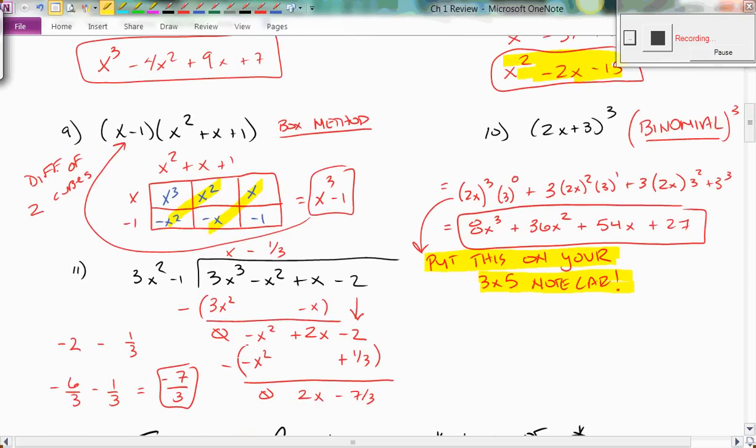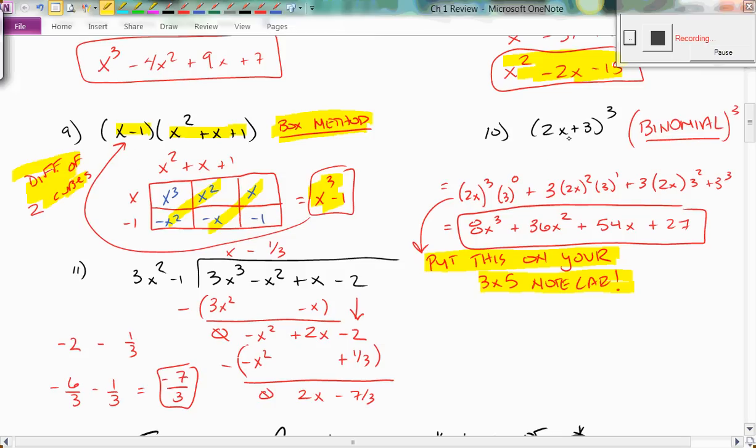Number 9, I would use the box method for this because I have a binomial times a trinomial here. So I set up the box method and I got x to the third minus 1, which happens to be the difference of two cubes when you multiply out x to the third minus 1.